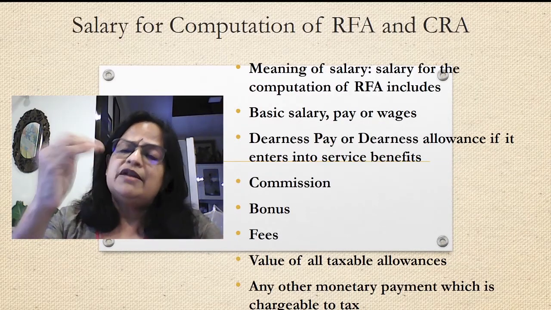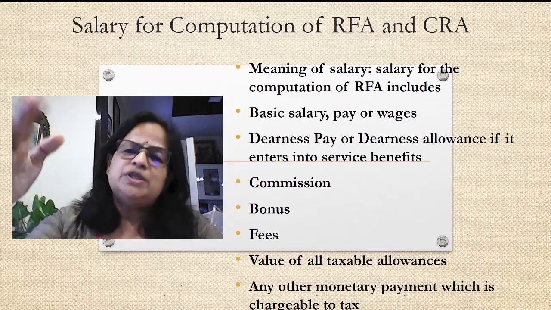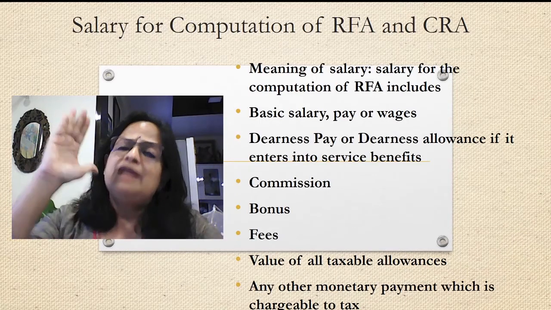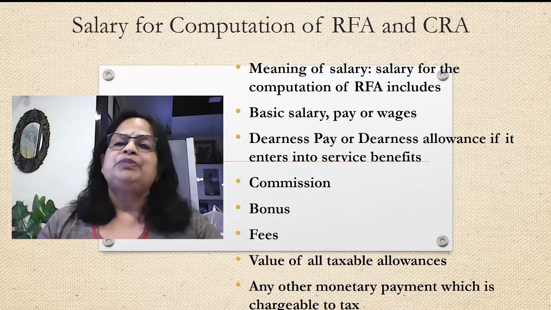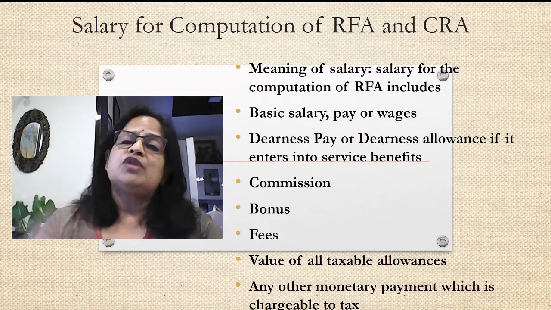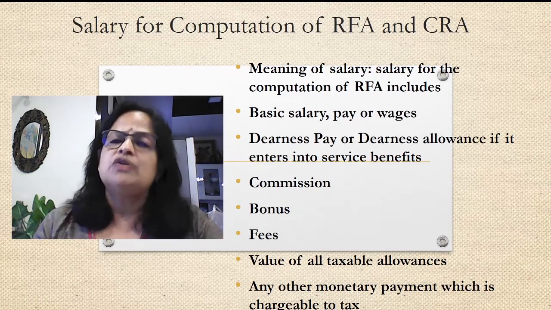So the RFA computation, see if HRA is there, HRA will calculate first. Gratuity we will calculate, leave encashment we will calculate, pension we will calculate, and the last component will be the RFA. So all allowances we will give, all taxable perquisites will give, last value we will take as salary for computation of RFA, and from there we will calculate the value of RFA or CRA.